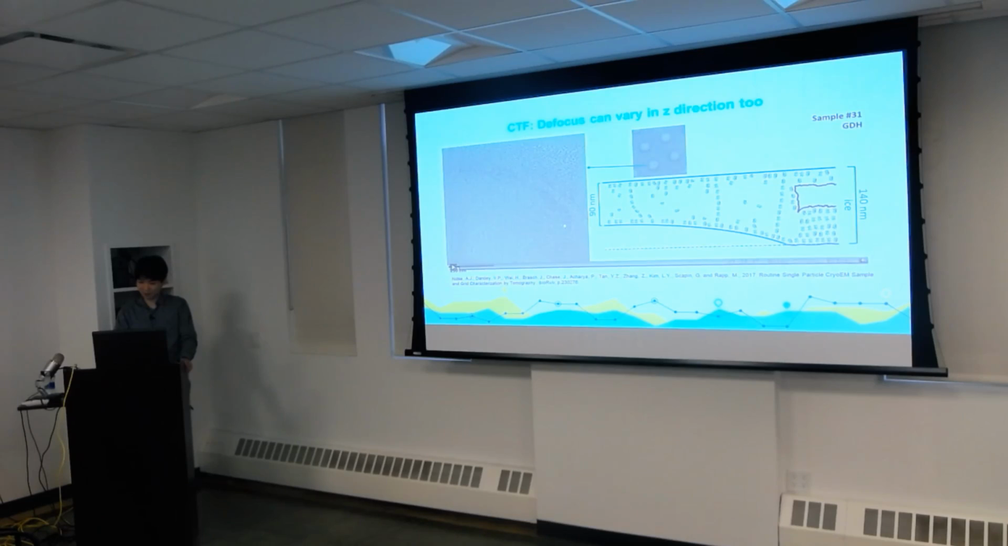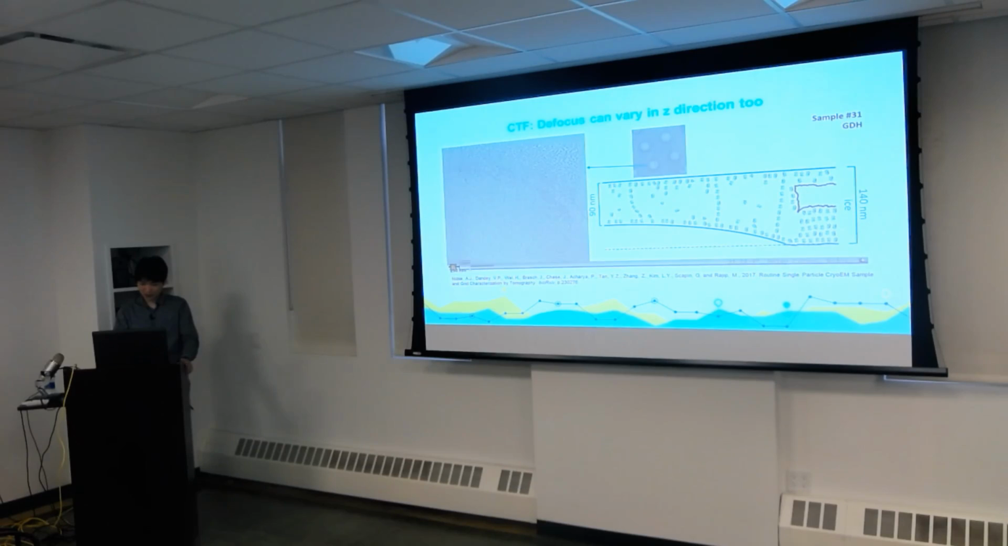As you cut along, you can see all these dots. They are GDH, the black dots. And you go up, and then some of them form columns in the middle. This is vitreous ice. And then you go all the way up, you get another layer. You can see a lot of black dots again. I'll just play it once through again.